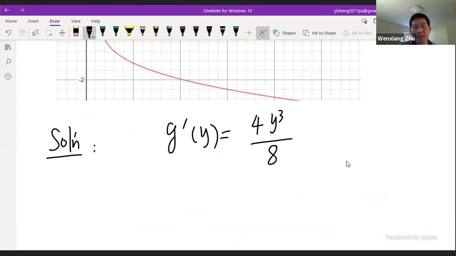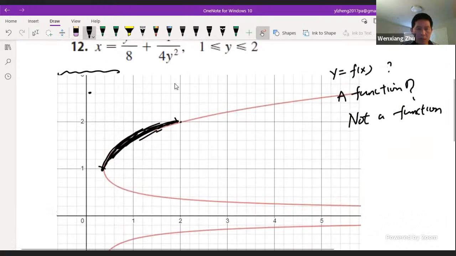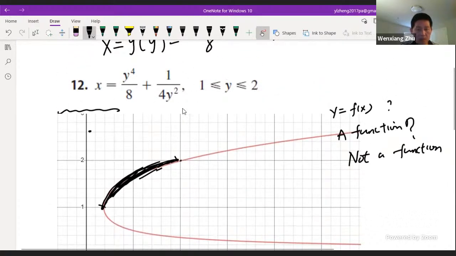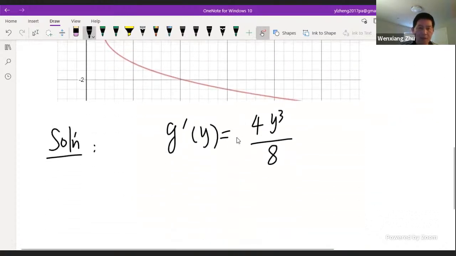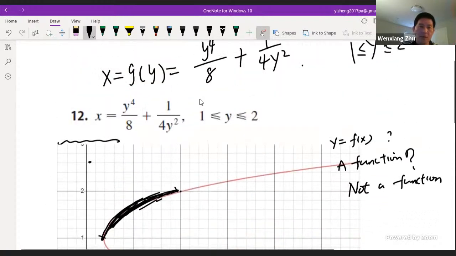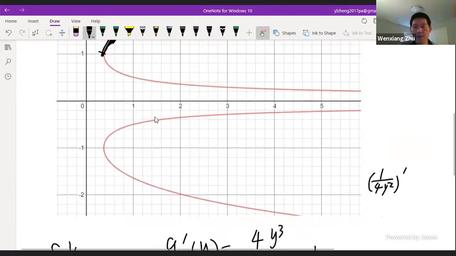I remember once I gave this problem as a quiz a couple of years ago. A lot of mistakes the students made were in the calculation when they do the derivative. Be careful with your calculation, right? Especially the second one. The second one is 1 over 4y squared. You take the derivative. So I'm talking about the second term, doing the derivative of this.